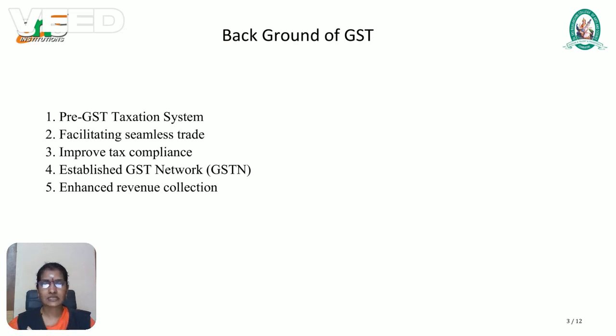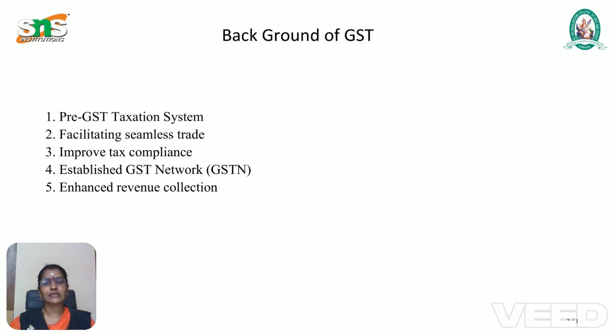The next GST background is facilitating seamless trade. Seamless trade is nothing but continuous trade without any issues happening. We eradicate those issues while following GST implementation. Next, the third category, improve tax compliance. Compliance is nothing but maintaining the records while paying the taxes, a proper statement, and the return filed by the manufacturer.